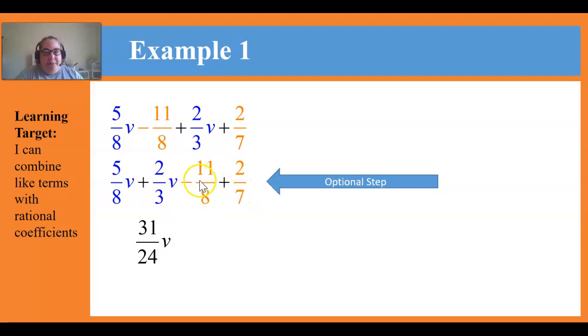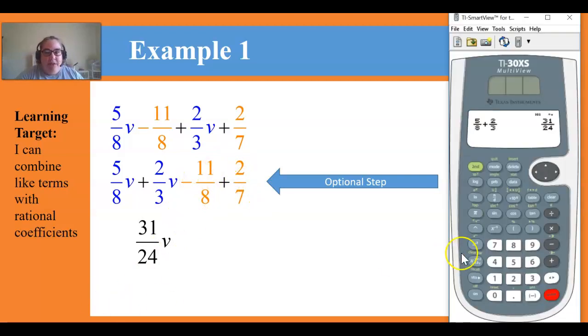Okay, now I'm going to combine these last two terms. Right down here, that is your negative. So I want to make sure that I'm typing -11. Whoops, sorry. I can delete that extra negative. I'm going to hit that n over d, which stands for numerator over denominator, 8, arrow out of the fraction, and then plus 2/7.